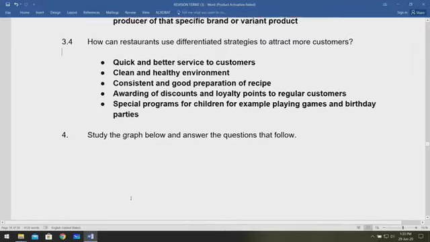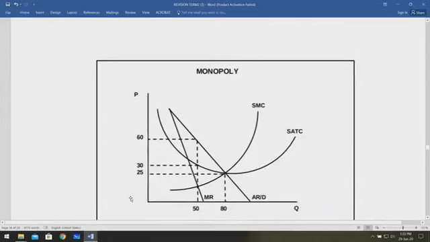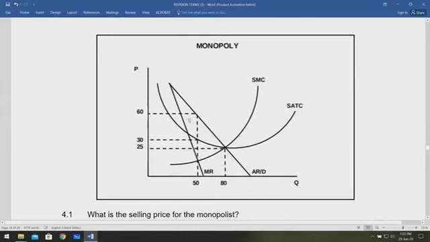Right. Question 4, study the graph below and answer the questions that follow. You see, there they tell you it's a monopoly. AR, MR curves are separated once again. What is the selling price for the monopolist? Remember, what did we say? Where is your profit maximization point? Profit maximization point is where MC is equal to your MR.